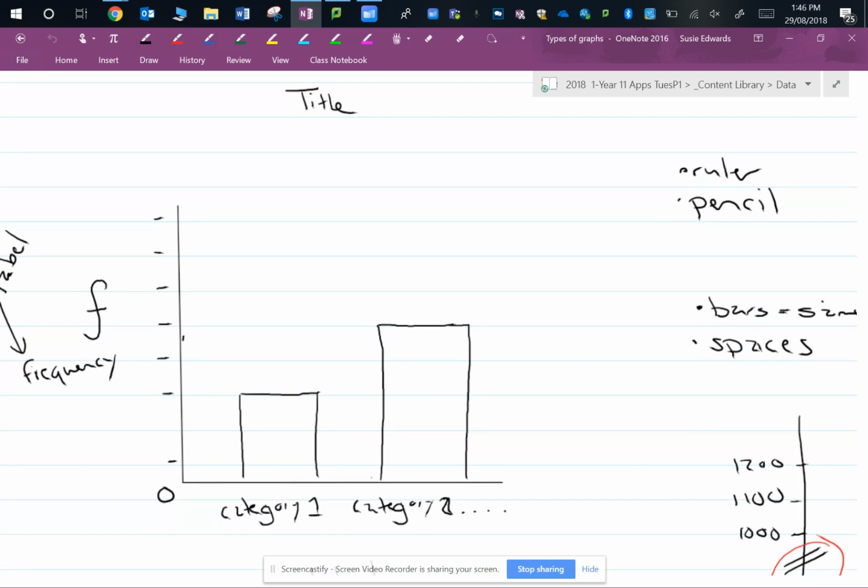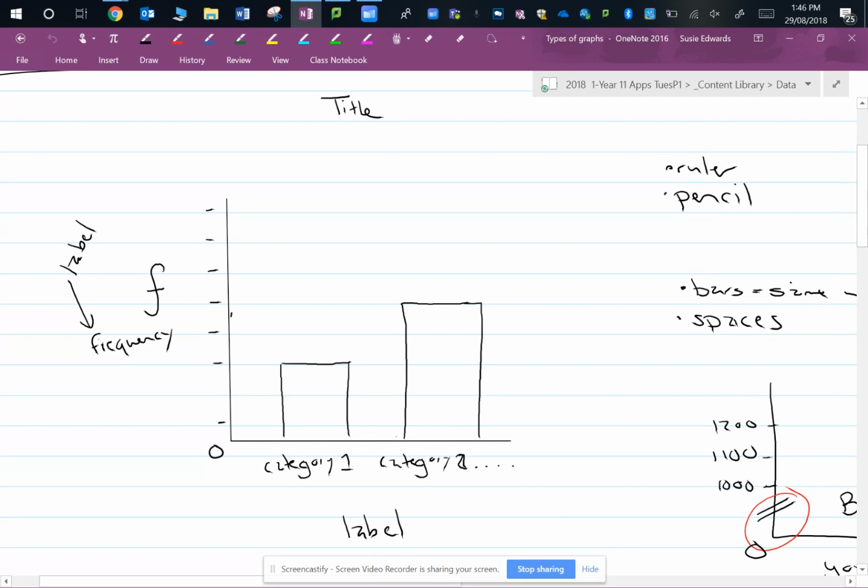A bar chart will always have frequency down the side, and you can use that big curly F. You don't have to write frequency, you can just write a curly F, and a scale starting at 0. It then has the categories down the bottom, and you need to have a space between them.